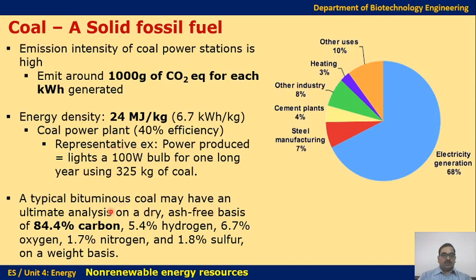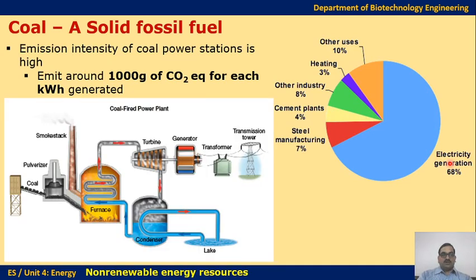Bituminous coal has approximately 84.4% carbon, and the rest is hydrogen, nitrogen and sulfur on a dry weight basis. Mostly coal is used for electricity generation. Also, cement and steel manufacturing plants use coal in a furnace for generation of heat. Otherwise, 68% is for electricity generation. Now how does it work? We have a furnace. The coal is burnt in the furnace. Water is supplied through pipes and gets heated up. The heated water becomes steam and turns a steam turbine, generating electricity and providing it to the grid.